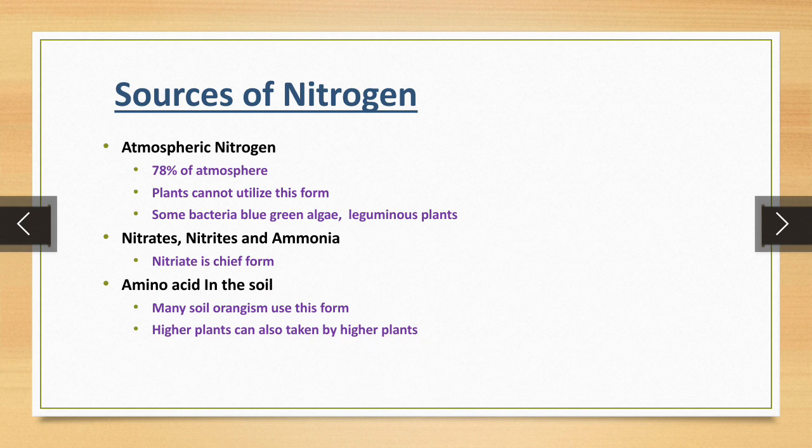Nitrates, nitrites and ammonia. Nitrate is the chief form. Ammonia in the soil is also a source of nitrogen. Many soil organisms use this form. It can also be taken up by higher plants.